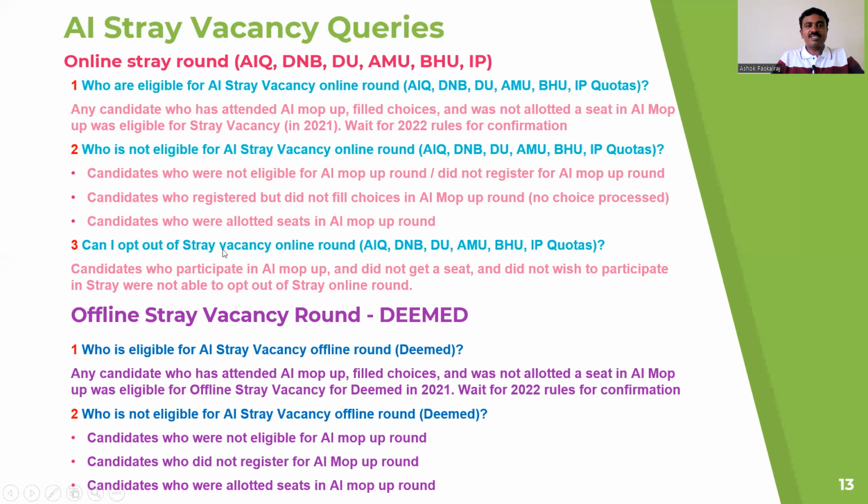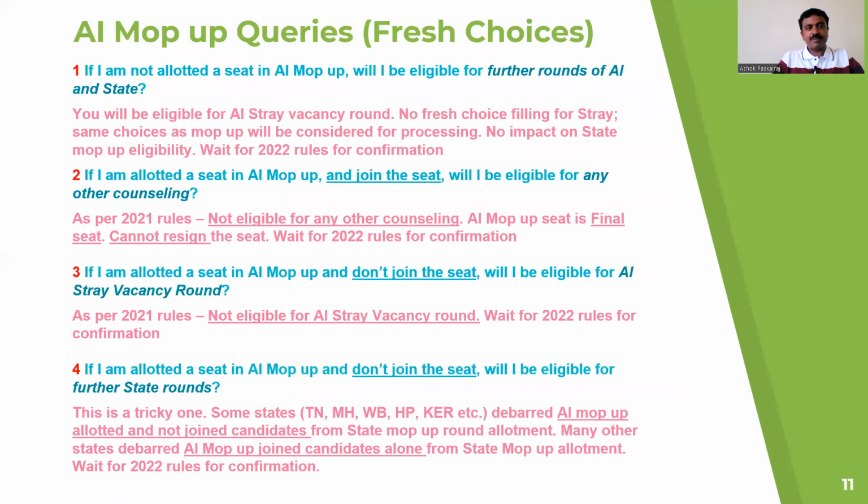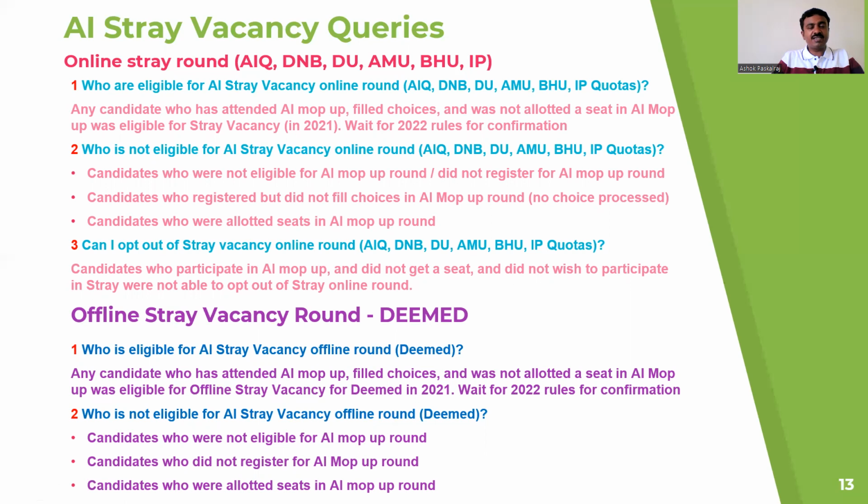There is a query. Let us say I am not allotted in all India mop-up. My choices were filled, but I am not allotted, and I get a seat in state mop-up. I want to end my counseling with that seat. Will I be able to opt out of stray vacancy? Why should I be allotted unnecessarily in stray when I have decided to join a state mop-up seat and continue with it?